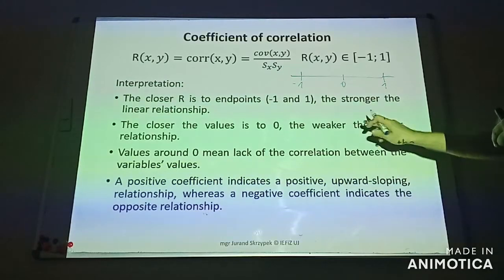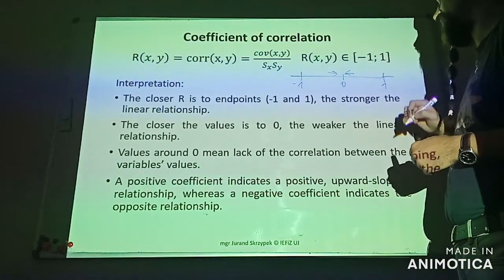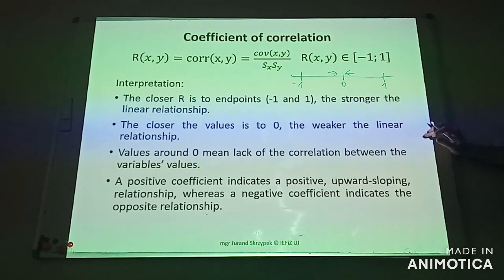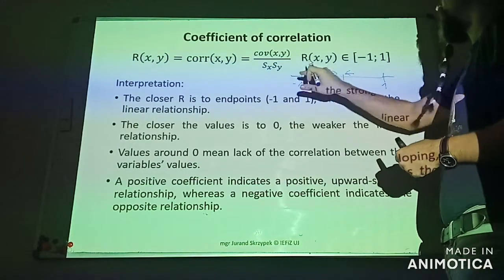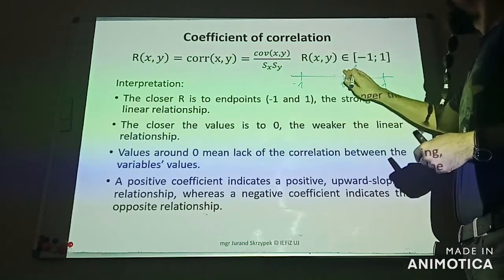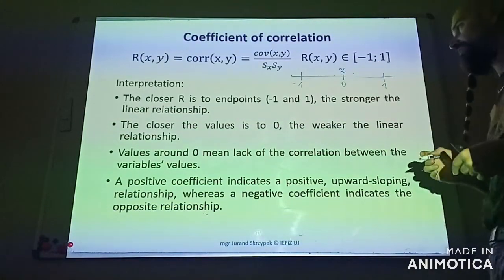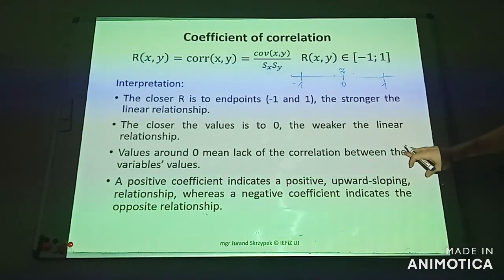Values around 0: the closer the value is to 0, the weaker the linear relationship, the weaker the correlation between the values of the variables we observe. Endpoints, weaker, close to 0. And if the coefficient of correlation takes values close to 0, around 0, we can actually talk about the lack of correlation between the variables' values.